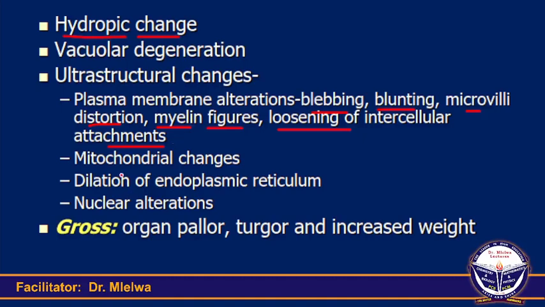Lakini pia we can observe the mitochondrial changes. Also you can observe dilation of endoplasmic reticulum and the nuclear alterations. All of these are mechanisms of cell injury. We shall discuss later kwamba nini kinatokea, labda let's say ni apoptosis, nini kinatokea kwenye mitochondria, nini kinatokea kwenye endoplasmic reticulum, na nini kinatokea katika nucleus.